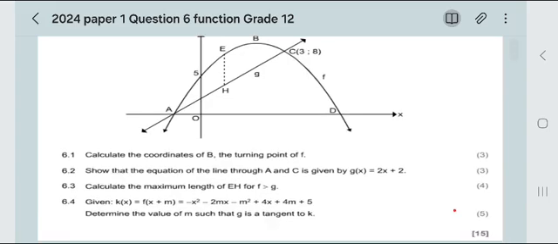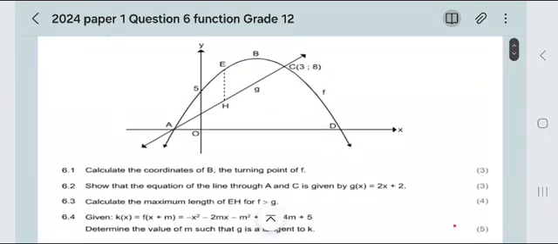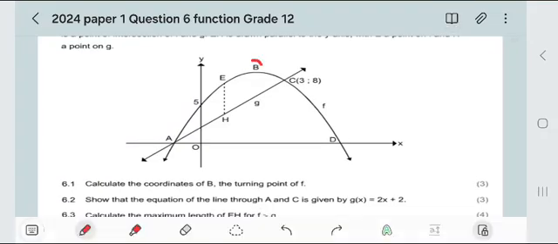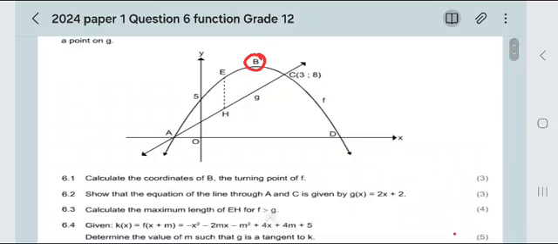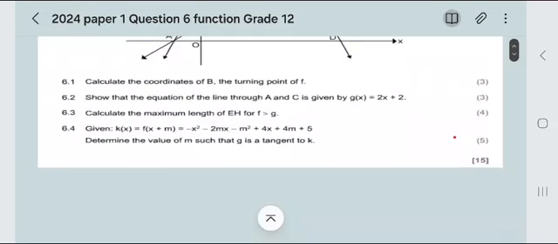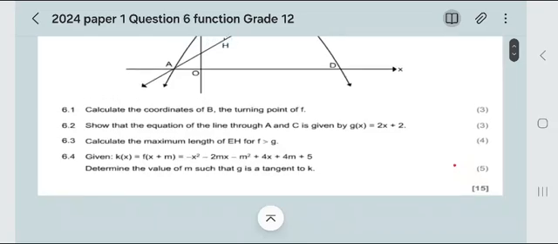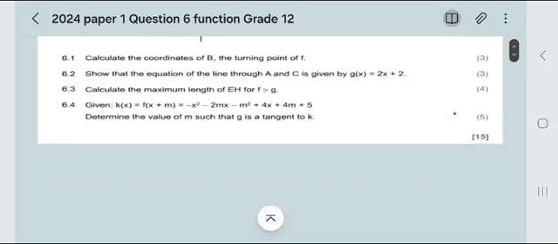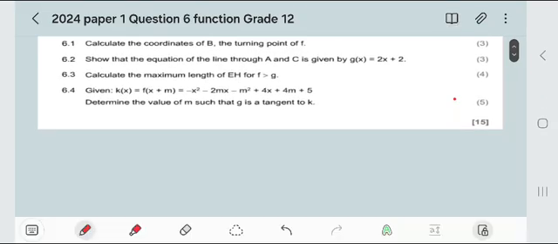6.1 says calculate the coordinates of P, the turning point of f. Since it's a parabola, we use the turning point formula. For 6.1, we'll apply the turning point formula, which says x must equal minus b over 2a.